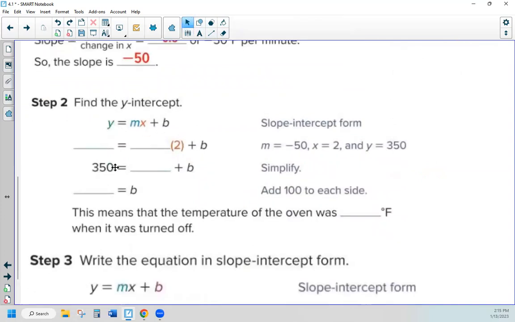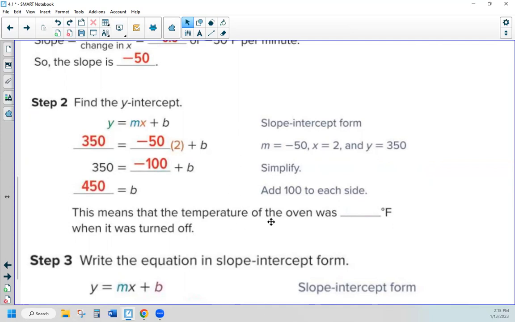All right, so what did we say our y was? We said that we're going to be using 350. Our x, we said that it's 2. And then our slope that we found right now was negative 50. Okay, here it is. We go ahead and simplify. Negative 50 times 2 is going to be negative 100. And then we take 100 to the other side by addition, which gives us 450.